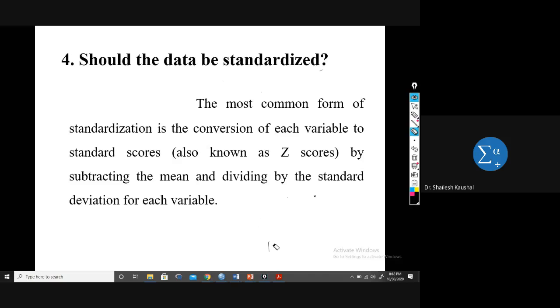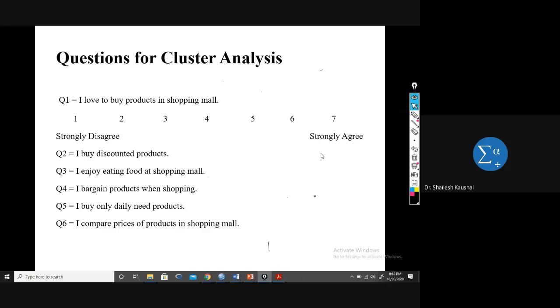After that, the next issue: how to create our questions in a cluster analysis. For example, I am using the case study of a shopping mall to perform the cluster analysis. I am using 6 questions: I love to buy products in shopping mall. I buy discounted products. I enjoy eating food at shopping mall. I bargain for products when shopping. I buy only daily need products. I compare prices of products in shopping mall. These are the 6 questions I am using, and all the questions have 7 options.